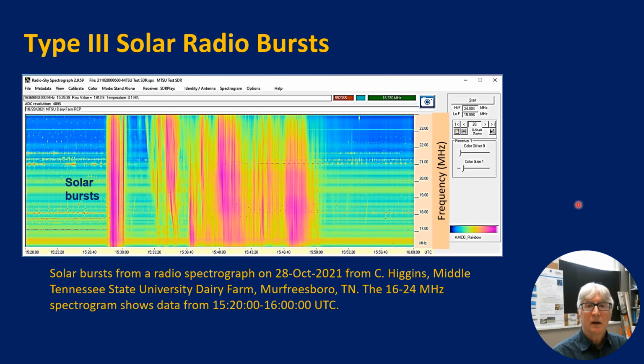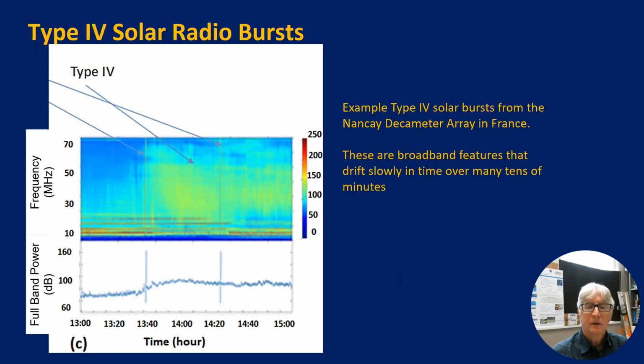This is an example of type 3 solar bursts from a 16 to 24 megahertz radio spectrograph from October 2021 from myself at our dairy farm in Murfreesboro, Tennessee. This is an example type 4 solar burst from the Nancy decameter array in France. Again, these are broadband features and slowly drifting in time over many tens of minutes.